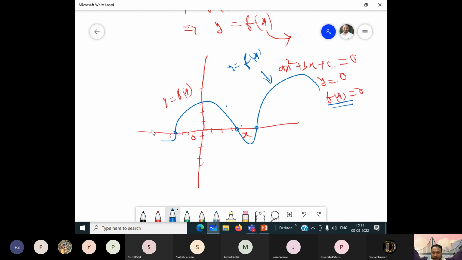Suppose if I consider this is the interval A and this is the interval B, how many solutions do I have here? 3. I have 3 solutions. It means it is a cubic equation. It may be ax cube plus bx square plus cx plus d is equal to 0. It may be, right? It means that what you did in 10 plus 2 was that I am looking for the value of x where the graph crosses the x-axis. This was the physical meaning of what you did.